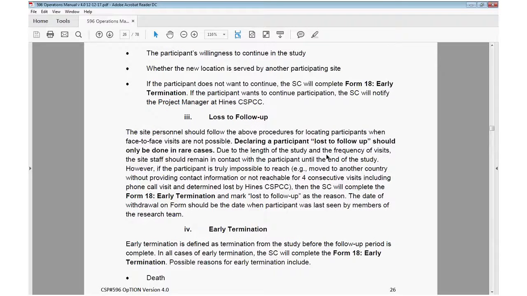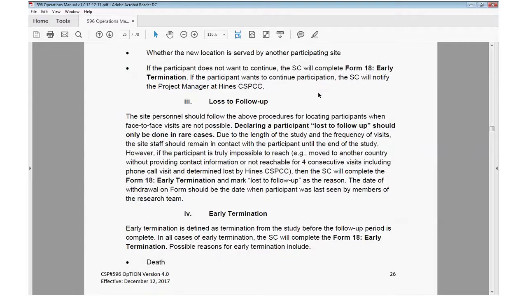Loss to follow-up. The site personnel should follow the above procedures for locating participants when face-to-face visits are not possible. Declaring a participant lost to follow-up should only be done in rare cases. Due to the length of the study and the frequency of the visit, the site staff should remain in contact with the participant until the end of the study. However, if the participant is truly impossible to reach, for example, moved to another country without providing contact information, or is not reachable for 4 consecutive visits, including phone calls, and determined lost by the Hines CSPCC, then the site coordinator will complete the Form 18 early termination and mark loss to follow-up as the reason.